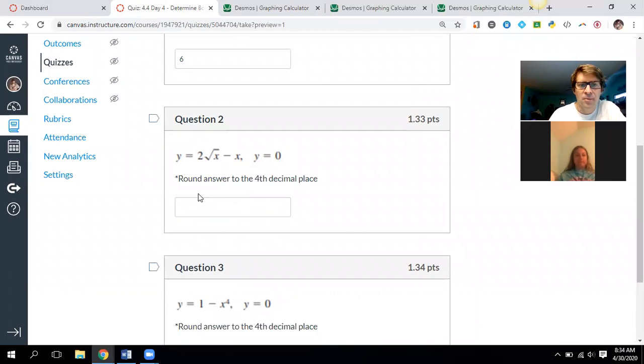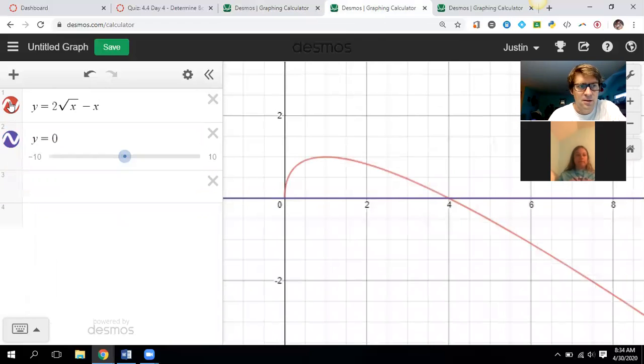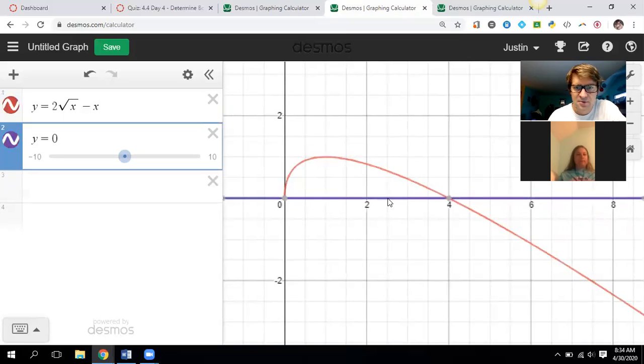Okay, the next problem here, which I actually have set up in Desmos. We have the equation here, 2 radical x minus x, and then we have just one other equation, which is the x-axis, y equals 0. So we can see we can have a bounded region with just 2 graphs.